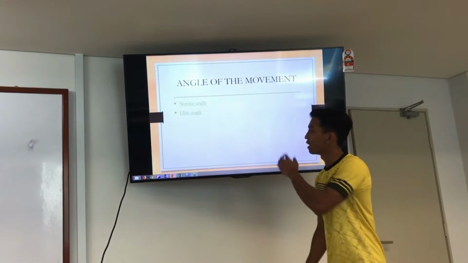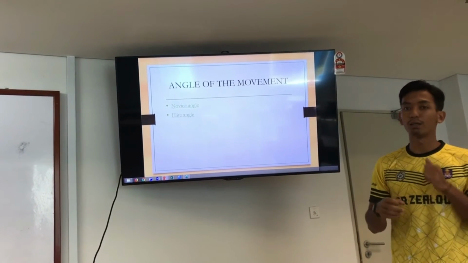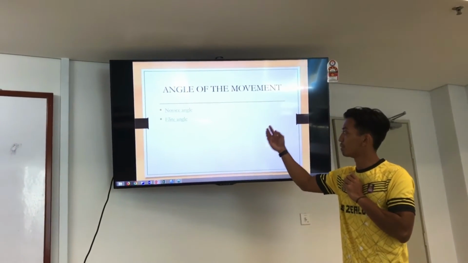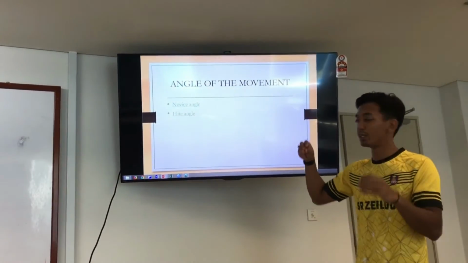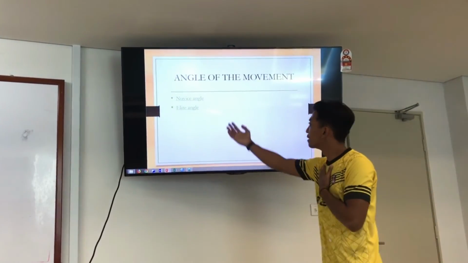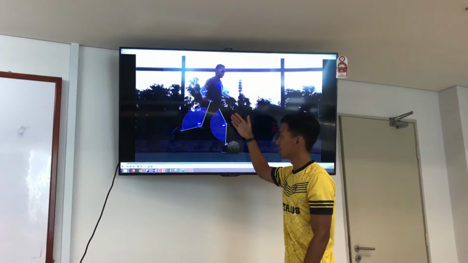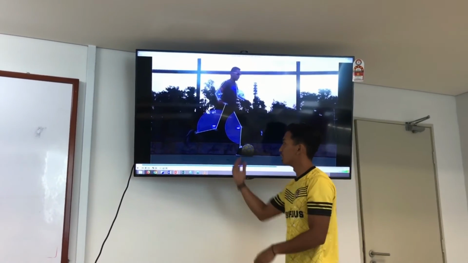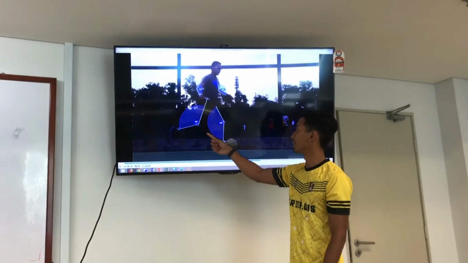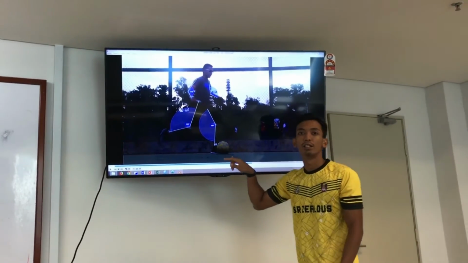Okay, so the angle of the movement. Just now we showed you the projectile of the ball. Now I will proceed with the angle of the movement, which is the difference between the novice player and the elite player in movement angle. Okay, can you show me the novice movement? Okay, this is the novice player angle for the dominant leg. You can see it is 134 for the dominant leg angle, and the non-dominant leg angle is 150.